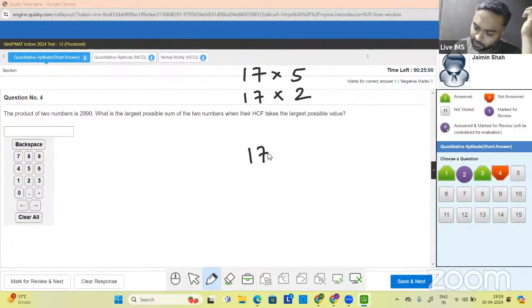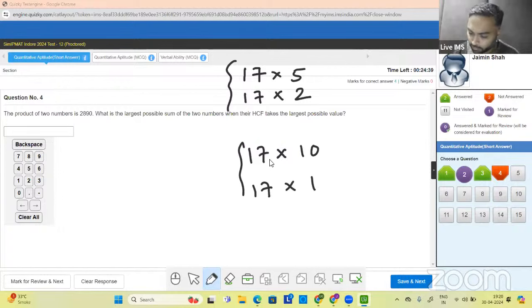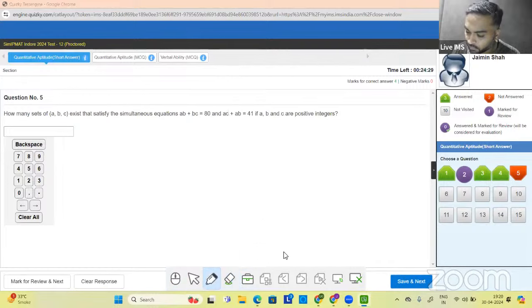Acha, 17 into 10 is also possible, and 17 into 1 is also possible, right? So what I'm supposed to find out is the largest possible sum of the two numbers. So this will be 17 into 1 and this will be 17 into 10. 17 into 10 will be bigger. So that should be 187, right? Okay.